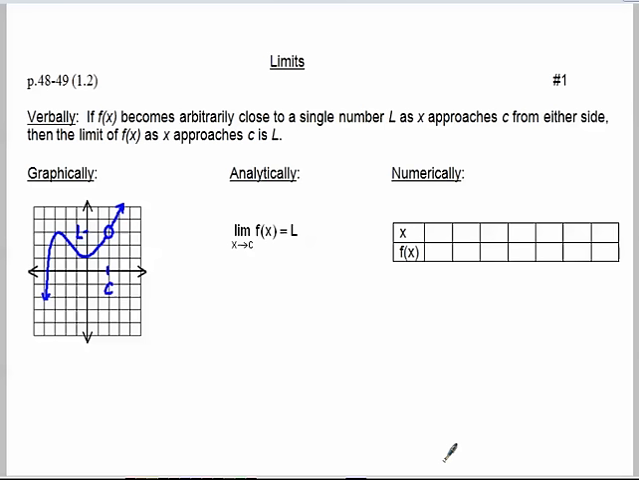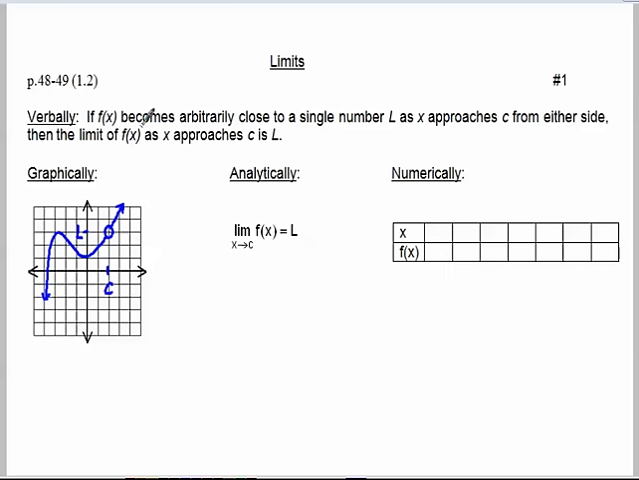This is the first part of section 1.2 on finding limits graphically and numerically. By the end of this lesson, you want to be able to understand what a limit is, how to find a limit using a graph, and how to find a limit using a table of values. That's called numerically.